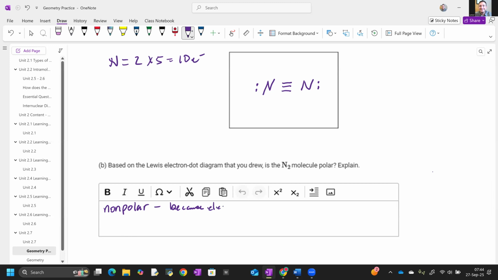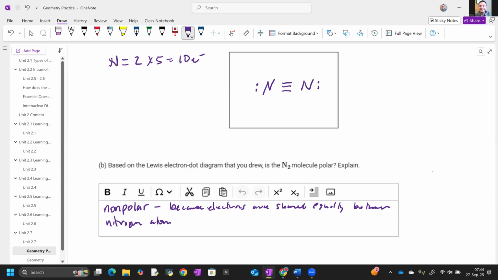And so we can say nonpolar because electrons are shared equally between nitrogen atoms. And that would be fine. That's actually a great answer right there.